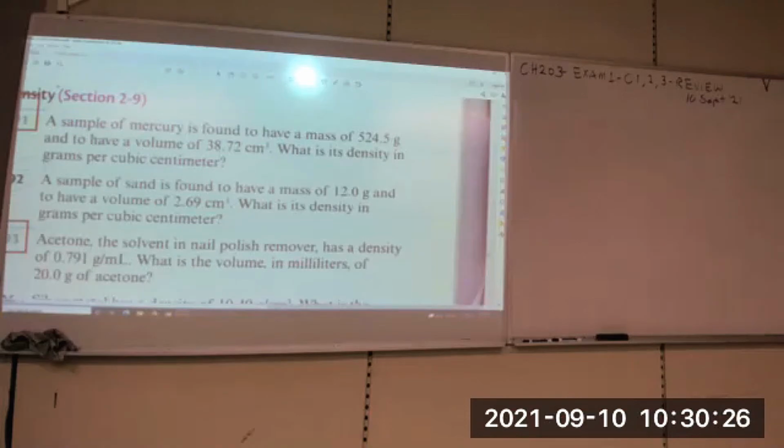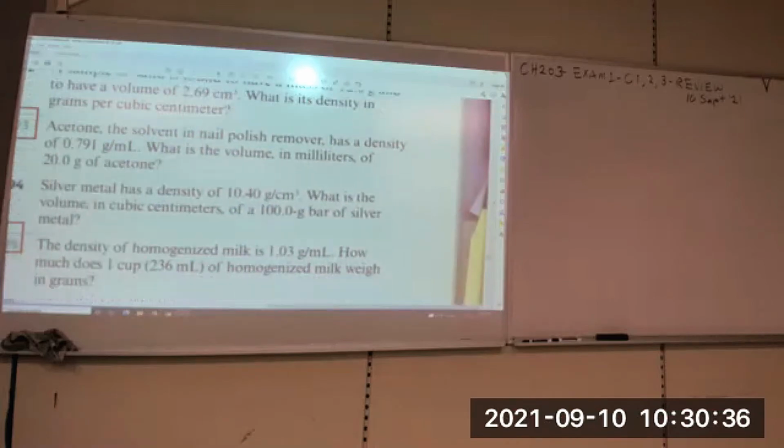Density, anybody having trouble with density? You did? Okay. Oh, with one of these, which one? I think it was 93. Acetone, solvent in nail polish. Some nail polish removers are not acetone. You can tell by smelling them. Acetone has a very distinctive smell to the odor. And if it doesn't smell like that, it's something else, probably ethyl acetate.